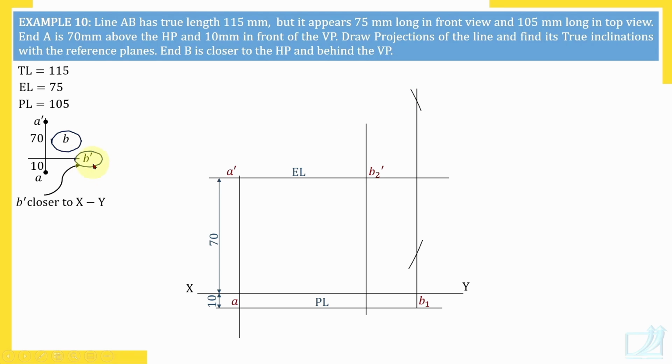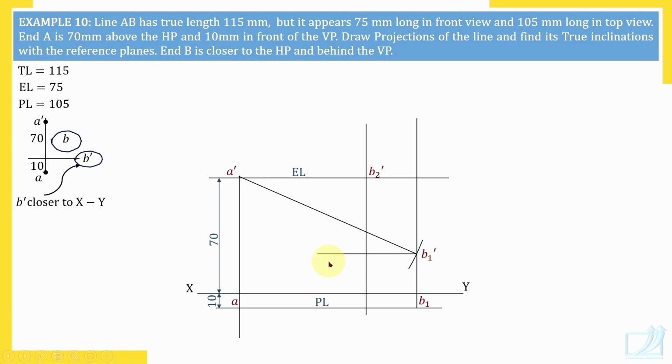So check the information. It is clearly given that B dash is closer to XY line. B dash is closer to XY line, that means B1 dash is closer to XY line. So we should choose this point as B1 dash and not here. So here it is B1 dash. Label it and draw true length. A dash B1 dash is true length.